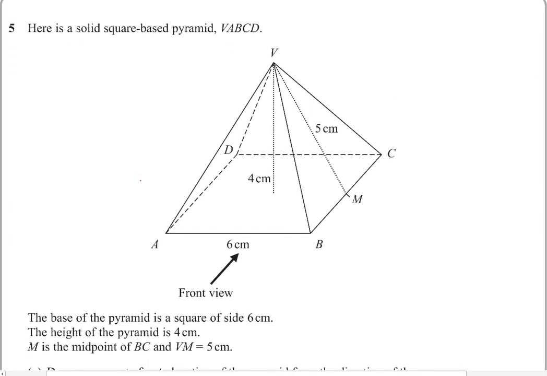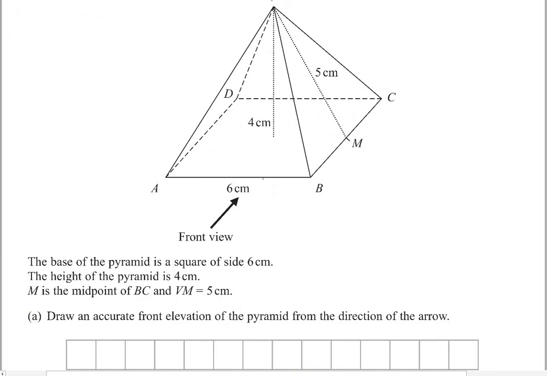Right, here is a solid square-based pyramid, VABCD. The base of the pyramid is a square of side 6, so that's here. The height of the pyramid, so that's from the middle of the square to the top, is 4, and M is the midpoint of BC, so that's here, and VM is 5. So draw an accurate front elevation of the pyramid from the direction of the arrow. So that means looking at it from here.